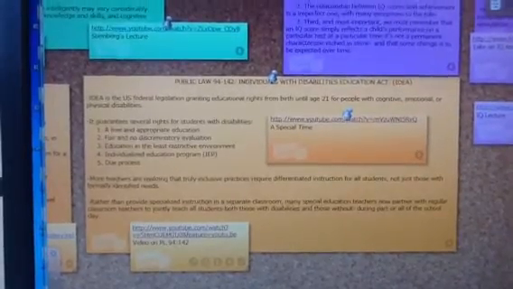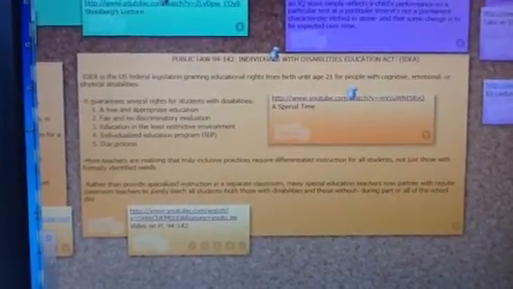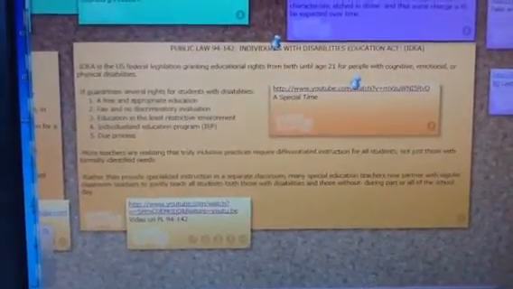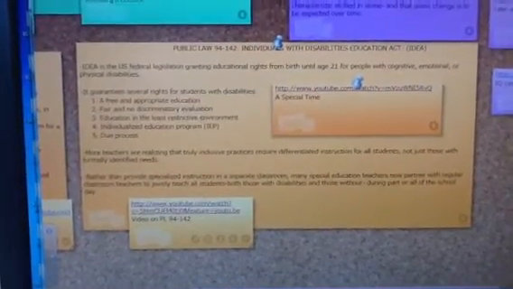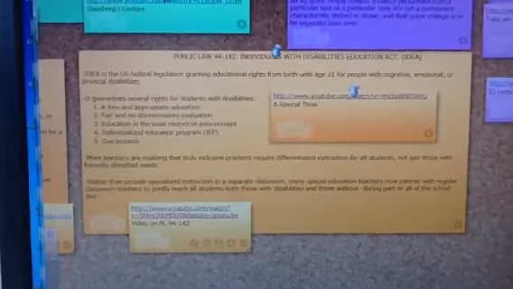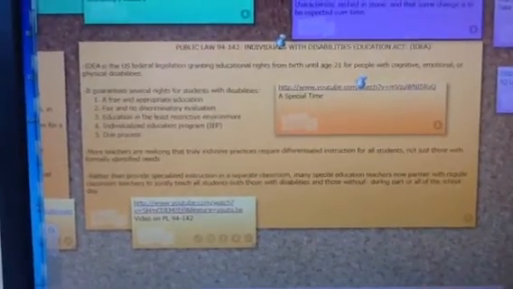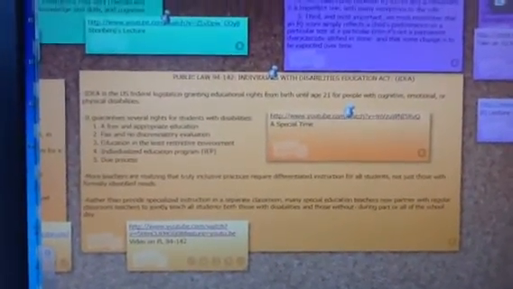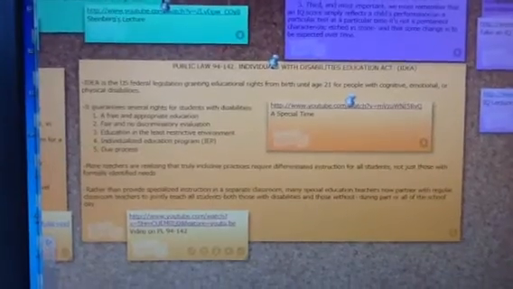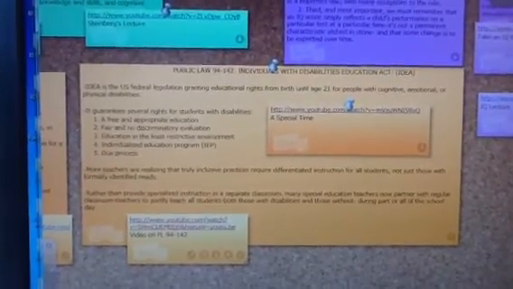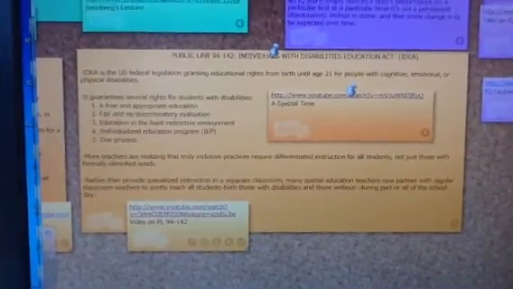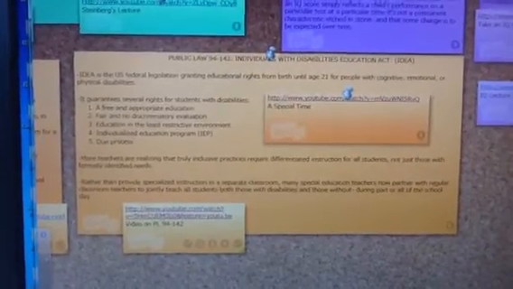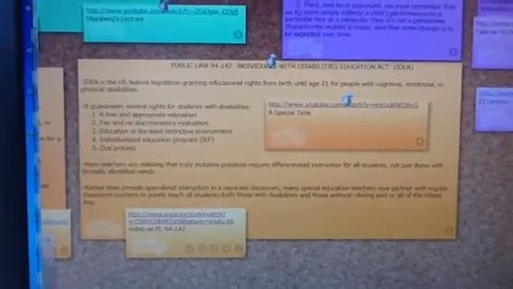Well, what PL 94-142 says is it guarantees several rights: a free and appropriate education, fair and nondiscriminatory evaluations, education in the least restrictive environment, which is where inclusion came about, an individualized educational program, an IEP, developed by many professionals within the building, and due process. I'm sure you're learning a lot about PL 94-142 in your special ed class, so I won't spend a lot of time on it, but just a few things that I wanted you to know.